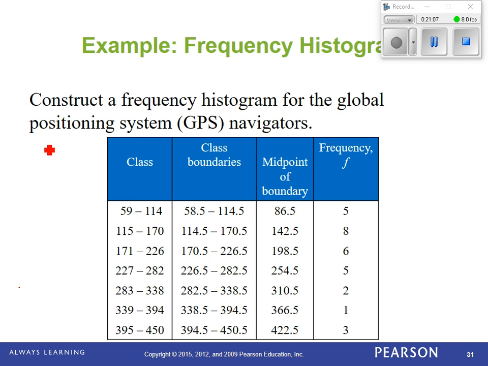Constructing a frequency histogram for the GPS stuff that we were talking about. If we were going to draw a histogram for this, what we're going to look at again is class midpoints. When we draw our graph, our frequency is going to go up the side over here, how often it happens. So we got like 5, 8, 6, 5, 2, 1, 3. So we probably need to go from like 0 up to 8. And I'd probably go a little farther than 8, maybe go up to 10.